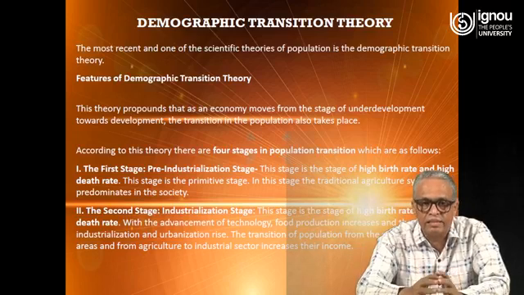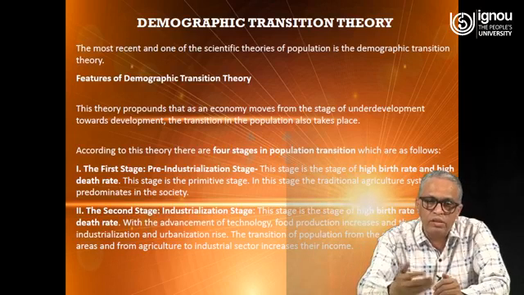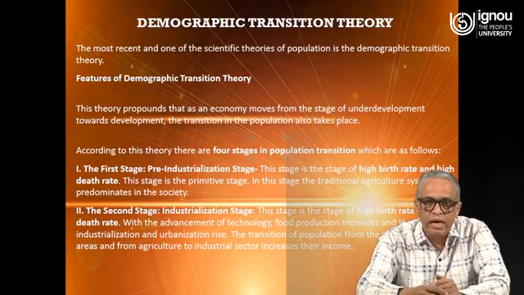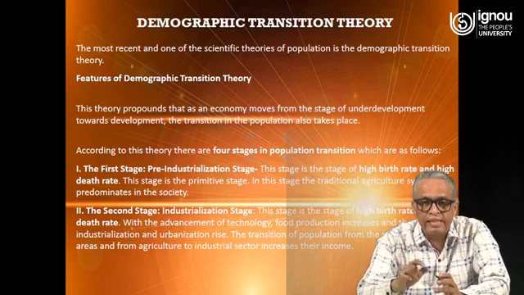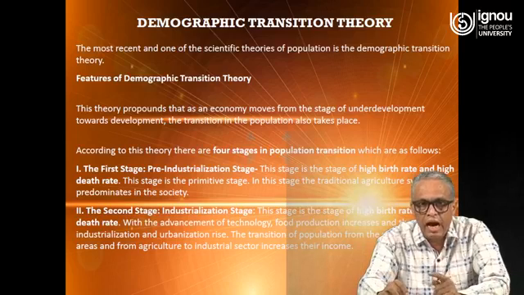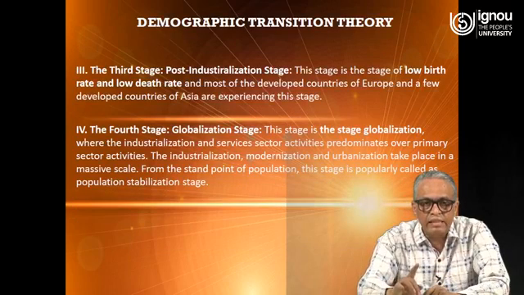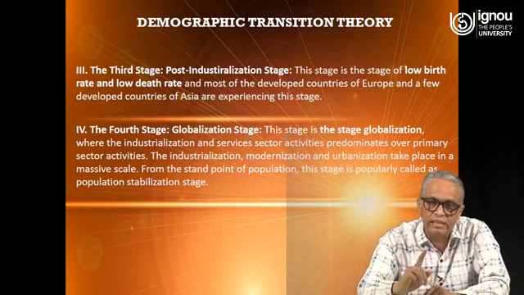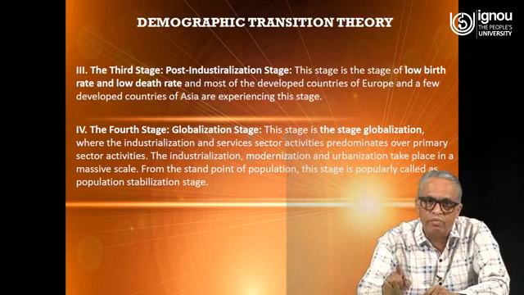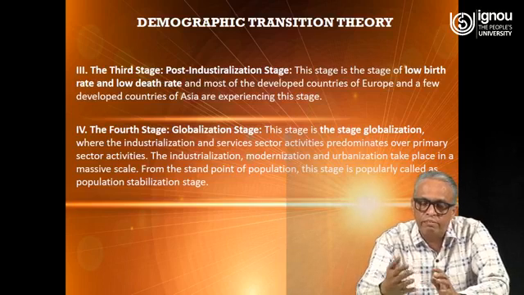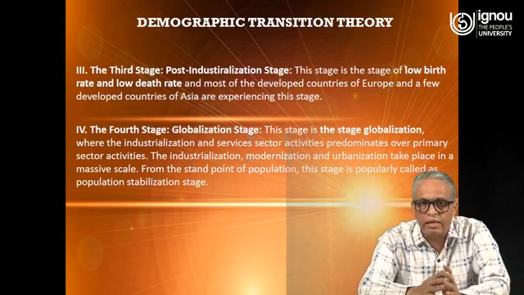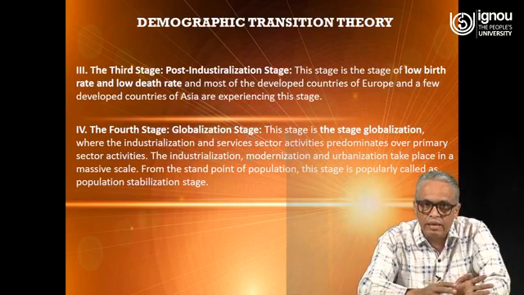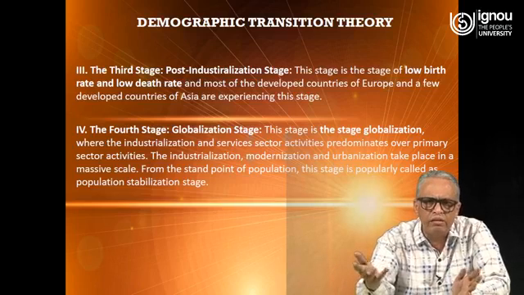The second stage is the industrial stage, where development takes place, including health development. People become conscious, and because of the availability of healthcare services, the birth rate remains high, but the death rate becomes low. So in the second stage, there is a higher birth rate and lower death rate. And the third stage is the post-industrialization stage. In this stage, both the birth rate and the death rate become low. It has happened in all the European countries, and in a few Asian countries also, like Japan, Singapore, South Korea, Taiwan, and even Hong Kong. Many countries this is happening.